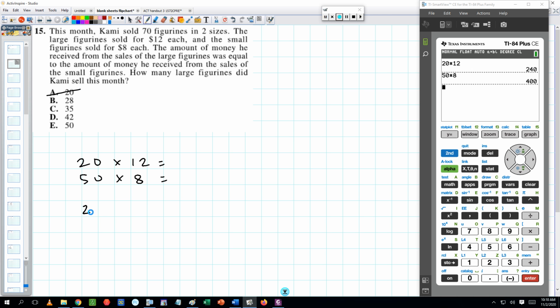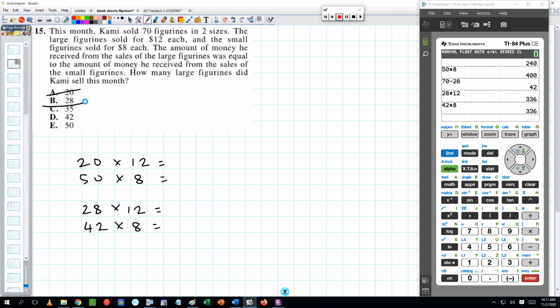If he sold 28 large ones at $12 a piece, and 70 take away 28 large ones is 42 small ones at $8 a piece, I wonder if those are a match. 28 and 12, 42 and 8. We have a match. He sold 28 large ones.